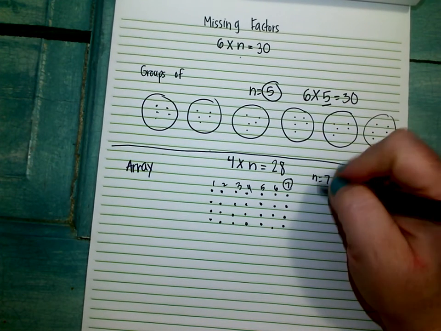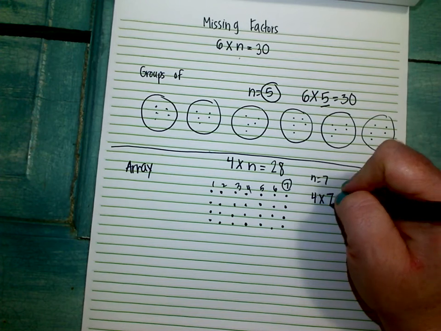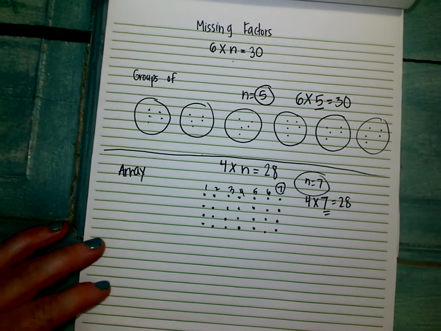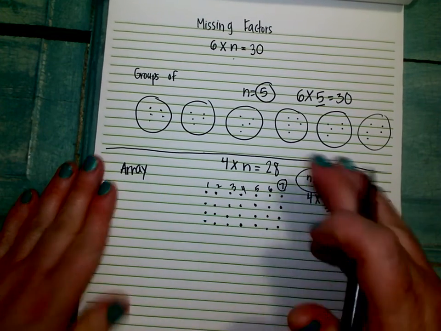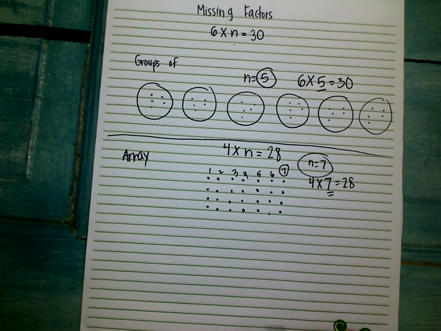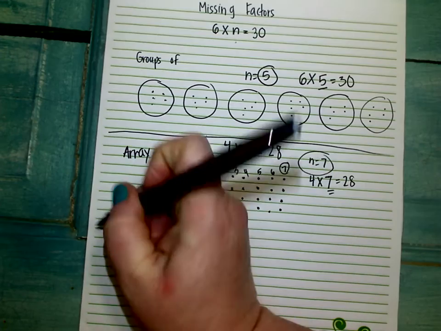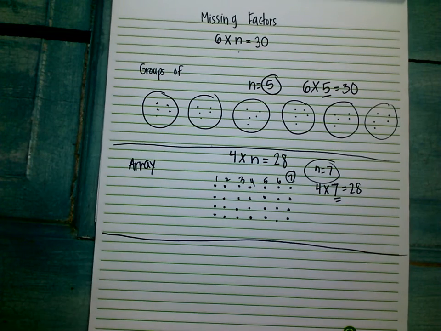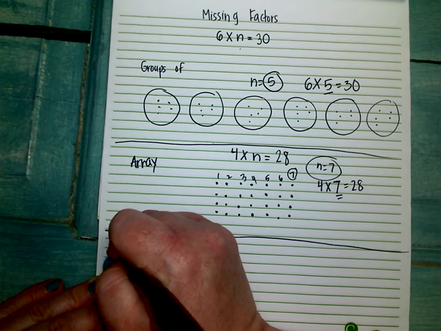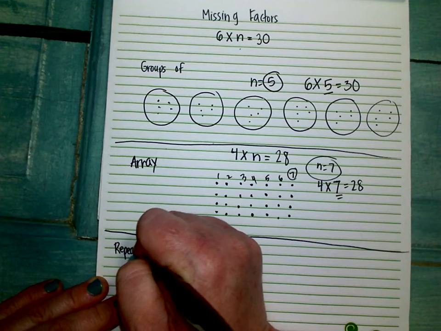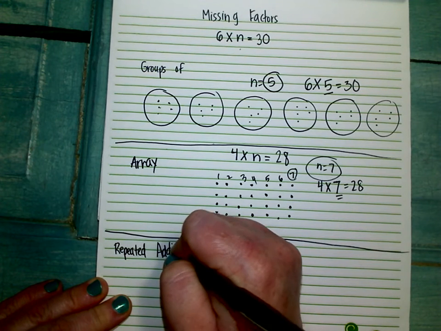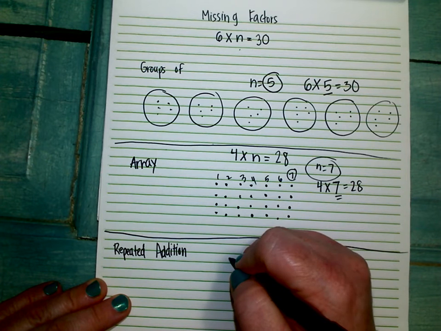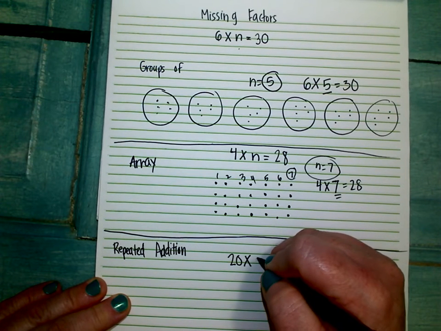So N equals 7, or if you want to rewrite it, it's 4 times 7 equals 28, right? All right, so there I've used an array to prove that I know 4 times 7 equals 28, and that 7 is what N is. And the final way that I can show and find a missing factor is repeated, oh no, you know it's probably coming, addition.